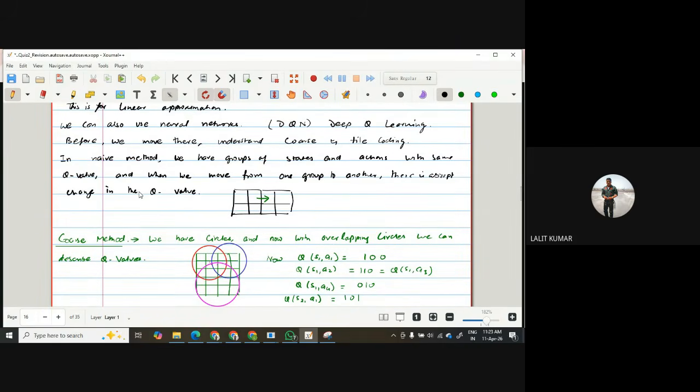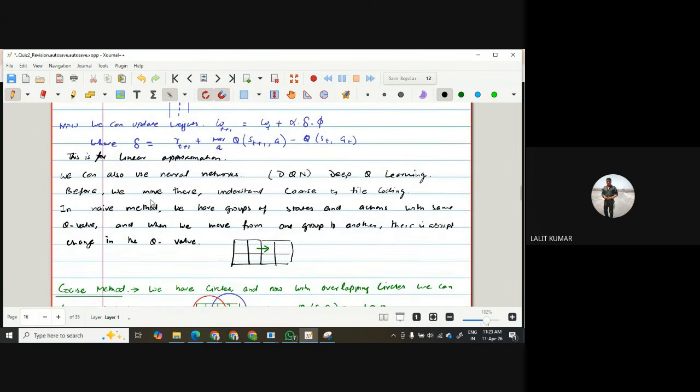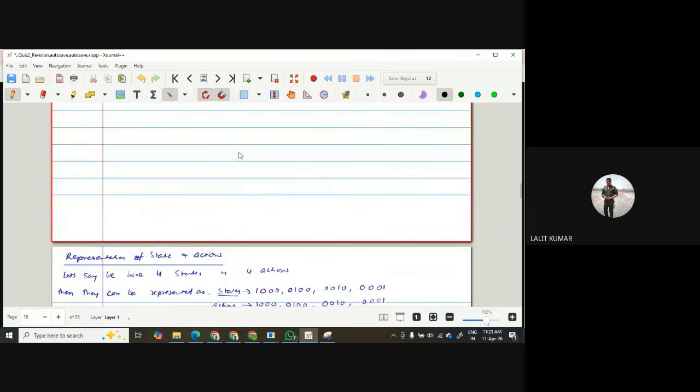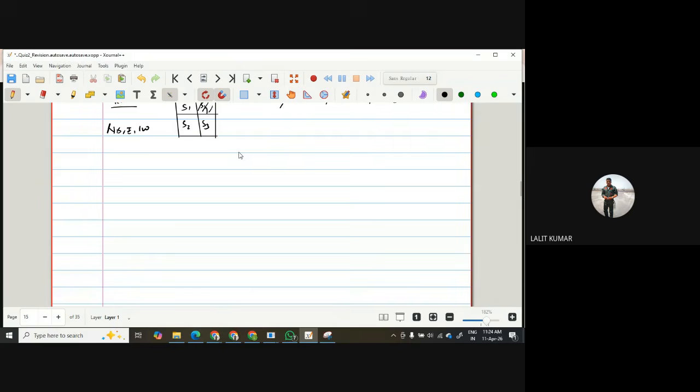Now there are two methods called coarse coding and tile coding. There will be questions on that also, and we have questions in PAs and GAs also. So what is the main concept of coarse coding? In the actual world, we have a grid, and we have these states and we have actions, S1.